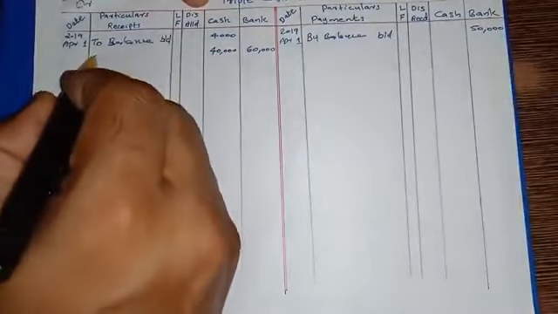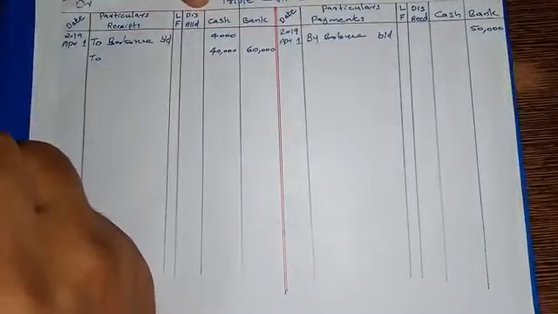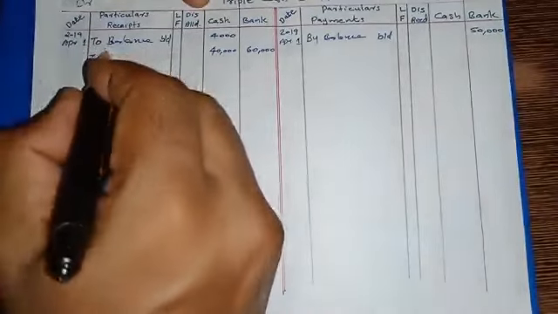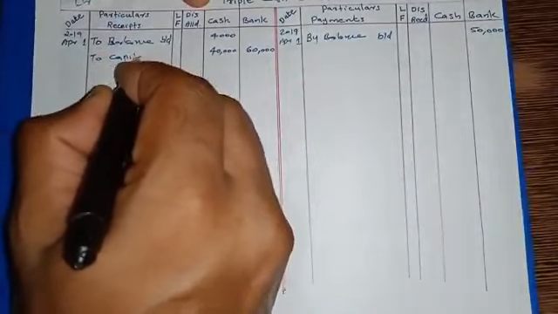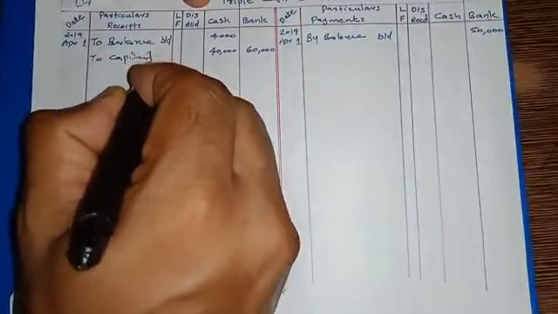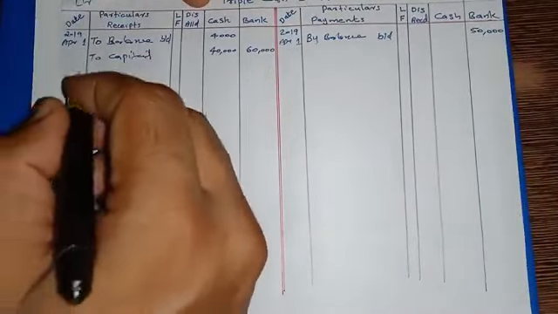And here the writing will be, what will be the credit aspect? Credit aspect will be, when the businessman is bringing some money into the business, it is known as a capital. So the credit aspect is a capital. That aspect we are writing here, to capital. The date is 4. Next transaction.